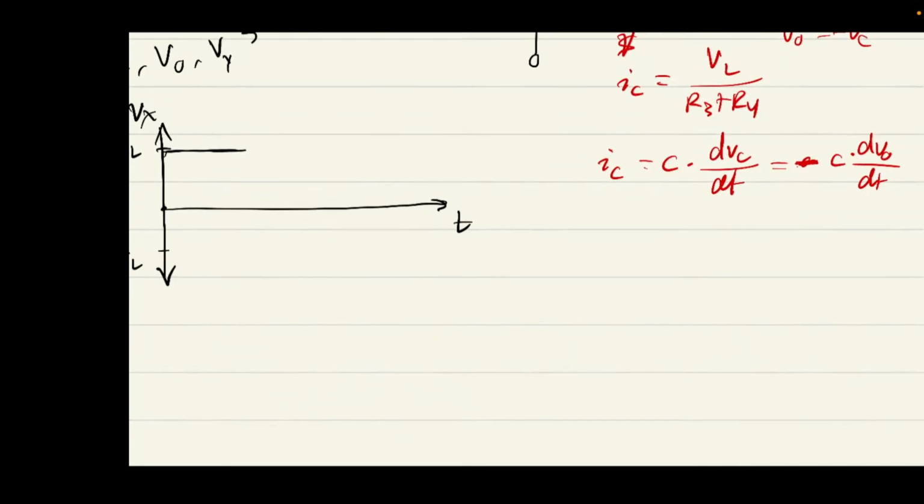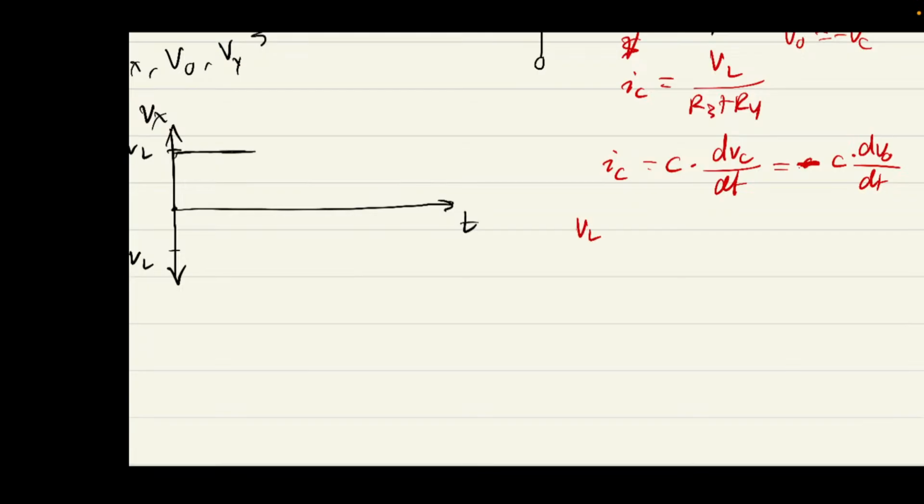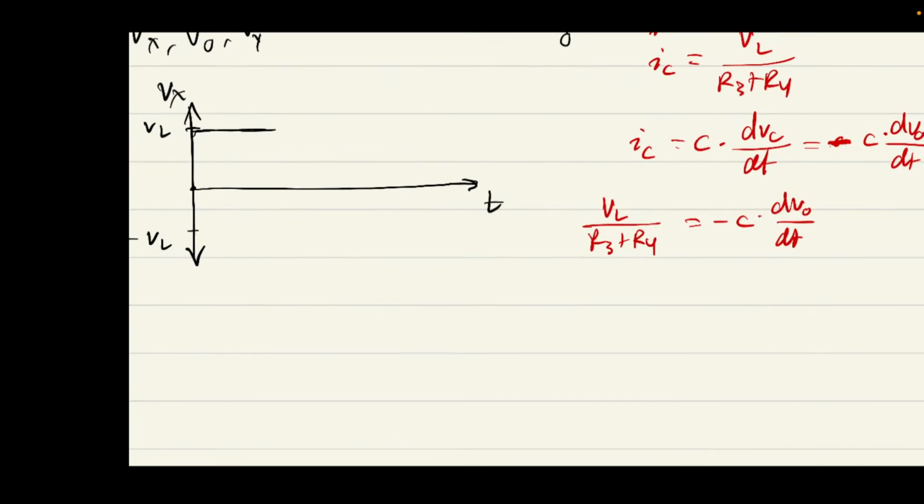Okay, that's fine. What we're going to do is make these two equal. We're going to say VL on R3 plus R4 is equal to negative C times dVO dt, okay? We'll come back to this equation, but for now, this is all we need. What you have to notice is that this VL on R3 plus R4 is completely constant, right? It's not changing at all. Same with C, it's constant. So since everything else is constant, the derivative of the voltage with respect to time is also constant, okay? That means that the voltage is increasing or decreasing linearly, okay?